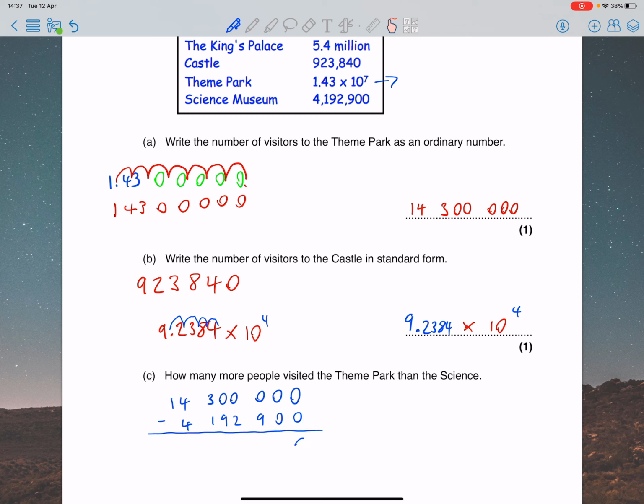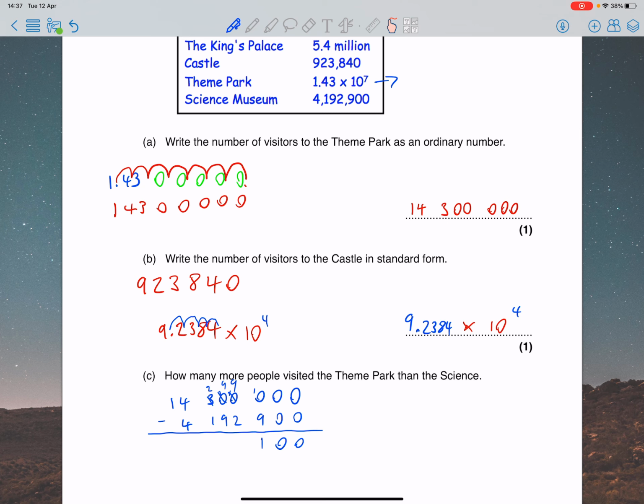So 0 take away 0, 0, 0 take away 0, 0, 0 take away 9. You cannot do. You need to take 1 away. Oh, we can't take away 1 from this 0 because there's nothing to take away. So we go to the next one and we still can't do it. So we go again, and then we go to this 3, cross it out and put a 2. Then we put a 1. Now we can take 1 away. So 10, 9. Then we put 1 here, 10, 9. Then we put 1 here. 10 take away 9 is 1.